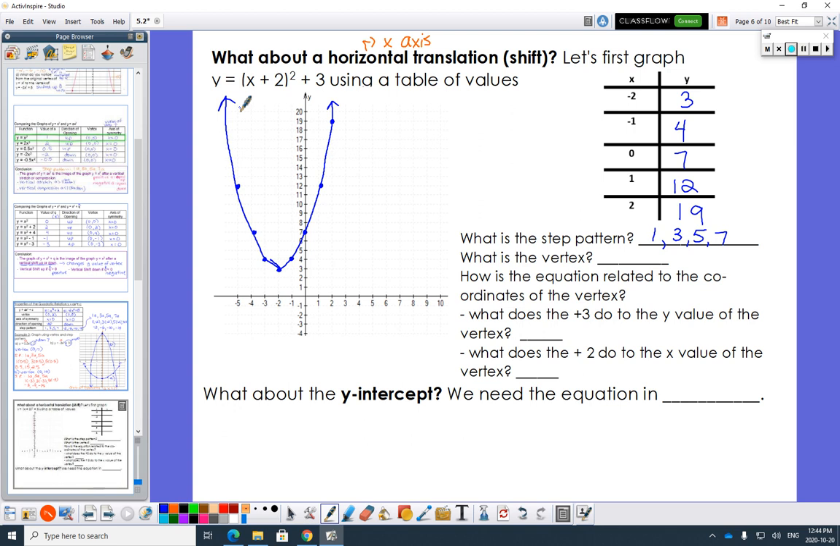So this time, the value of the vertex is negative 2 and positive 3. So we already changed the y value of the vertex. So the plus 3 moved it up 3.